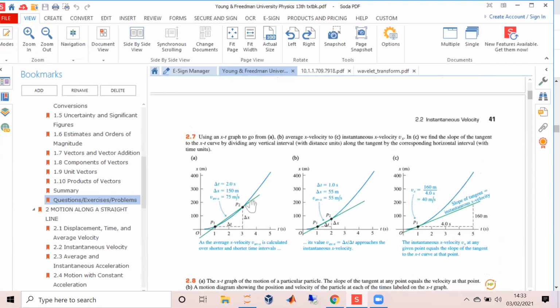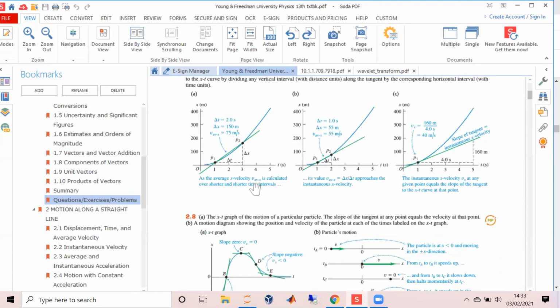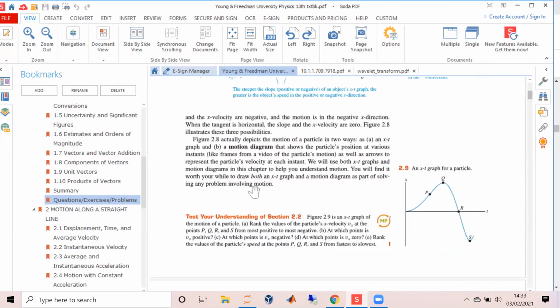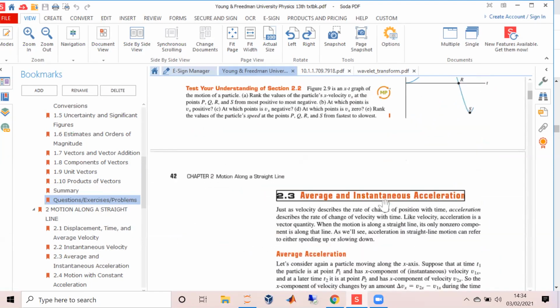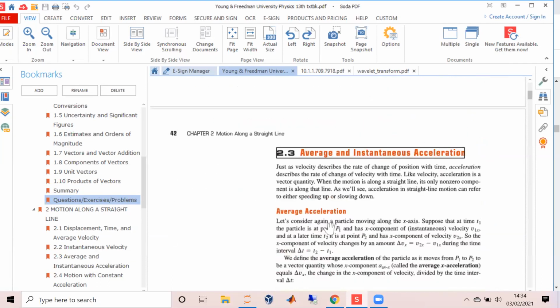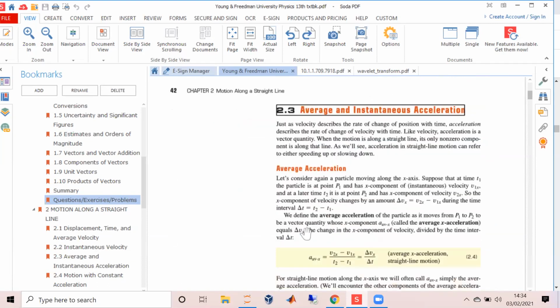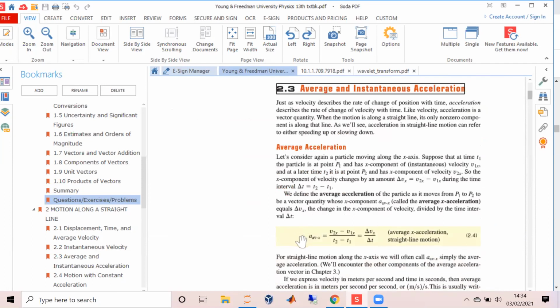Well, finding velocities in the chart. Average and instantaneous acceleration. So what is the acceleration? Well, the acceleration is the change of velocity with respect to the time, right? So this would be the average. Every time we have deltas, we are talking about average, okay? Like capital delta.